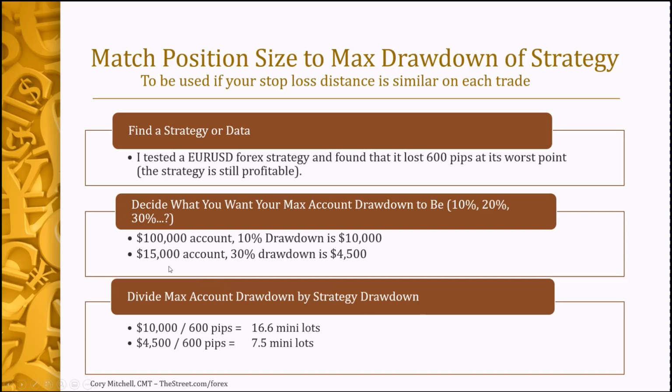If you have a $15,000 account and you say, I'm willing to risk 30% of my account. If I know the strategy is good and it's going to produce a profit, I'm okay if I have that worst case, but I want to limit it to 30% of my account if it happens. And that's going to be $4,500. So $4,500 divided by 600 pips means you can trade 7.5 mini lots.